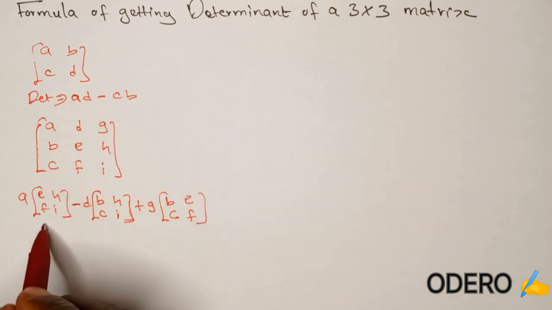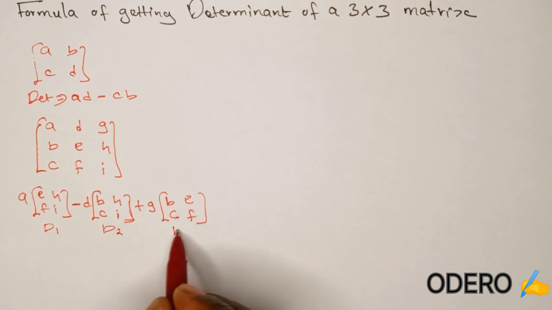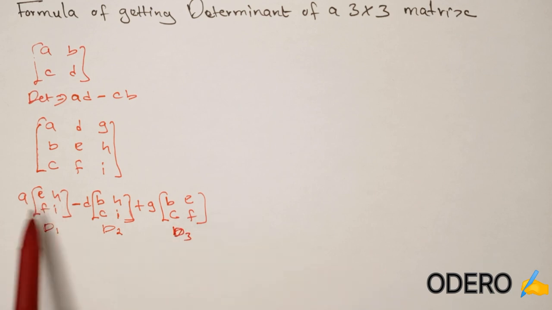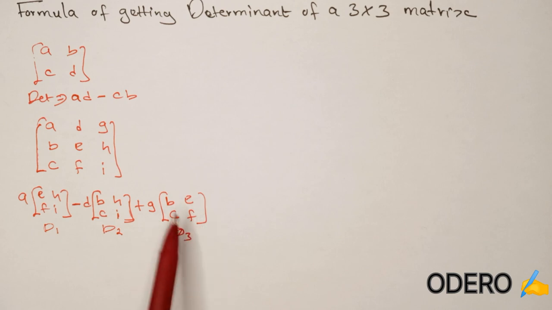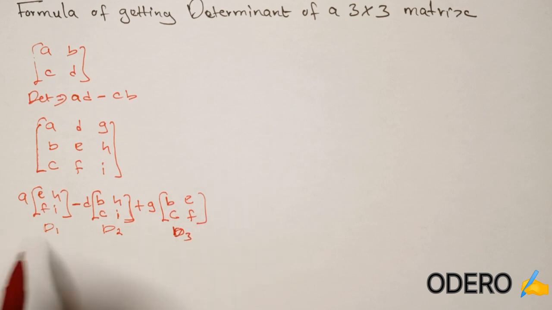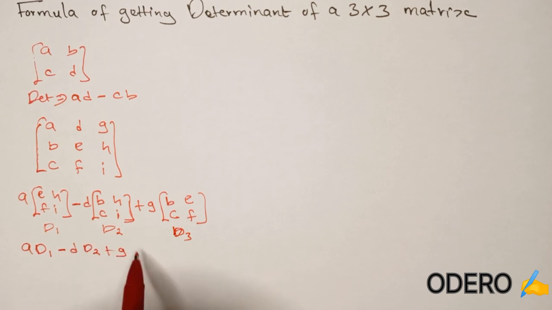Then you find D1, D2, and D3. This is the determinant of this 2 by 2 matrix, this is the determinant of this 2 by 2 matrix, and this one the determinant of this 2 by 2 matrix. So finally, the determinant of a 3 by 3 matrix is given as A multiplied by D1, minus D multiplied by D2, plus G multiplied by D3.